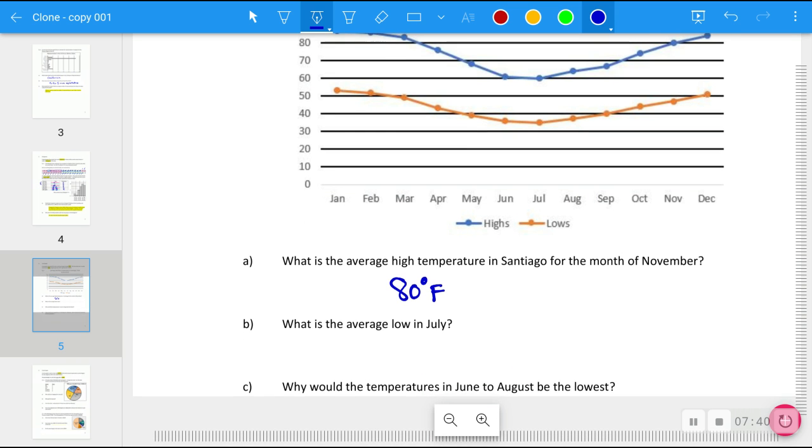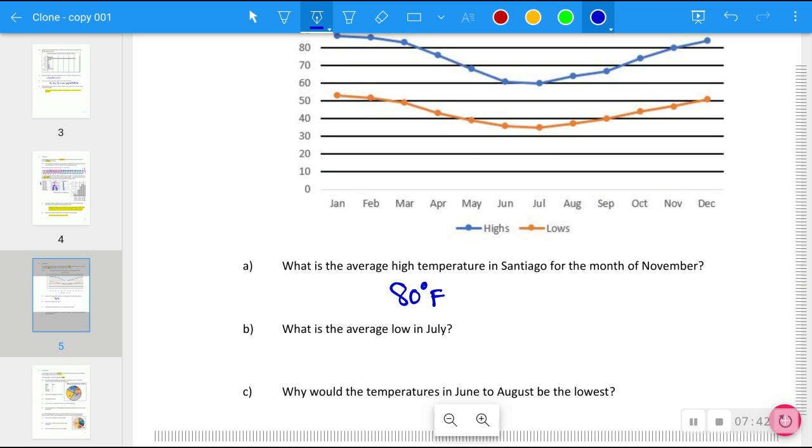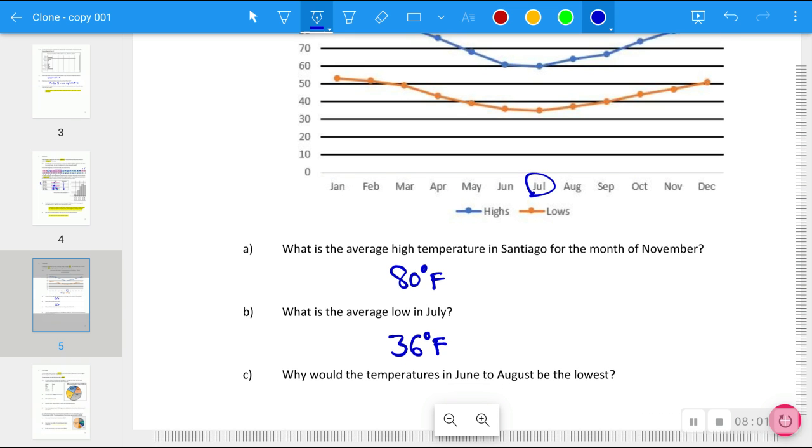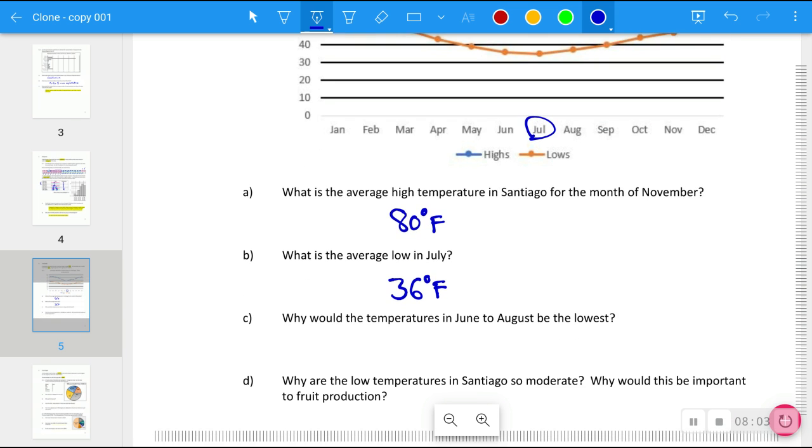Okay, so what's the average low temperature in July? So we find July and we put ourselves on the red line because that's the low temperature line. And then we read the scale over here, and I would probably say around 36 degrees Fahrenheit. So you probably pull out your jacket or a strong sweater or something at that point.